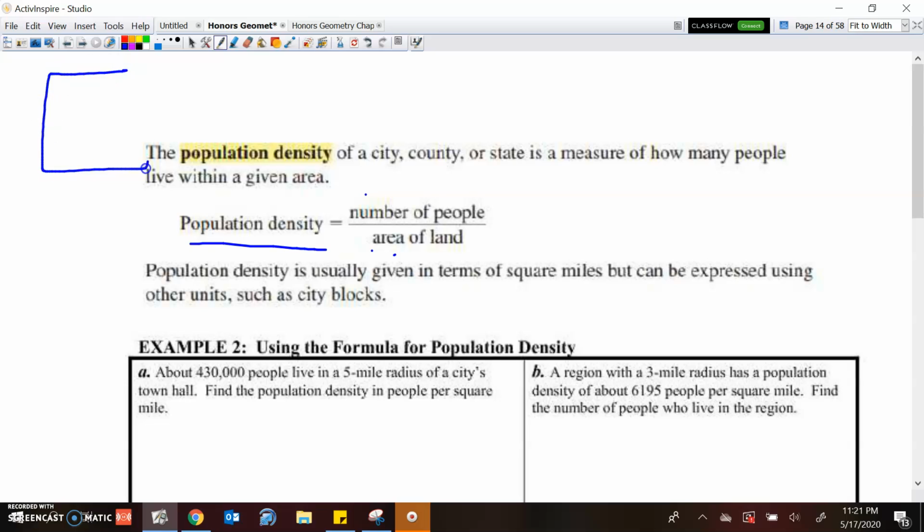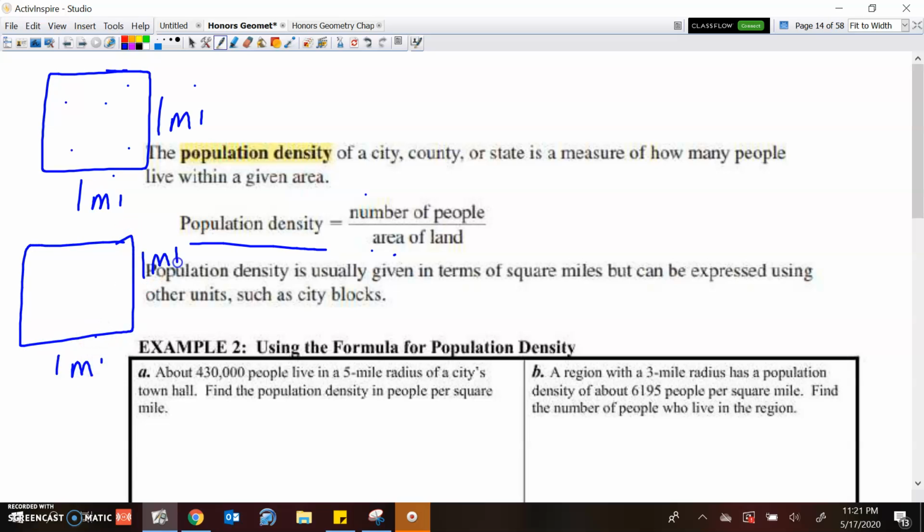So if we have a 1 by 1 mile, and we have people that live here as opposed to a 1 by 1 mile elsewhere, and we have people living here, there's a population density that's a lot higher, right? So that can really matter to a number of things.